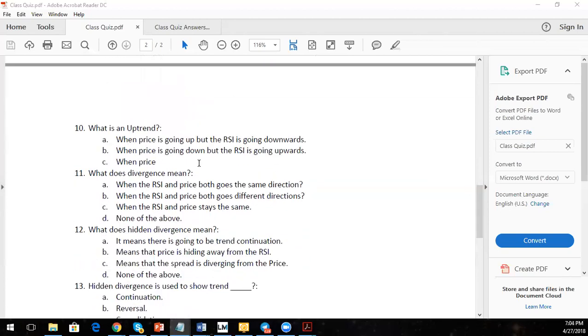All right, next question. So what is an uptrend? Is it when price is going up but the RSI is going downwards? Is it when price is going down but the RSI is going upwards? I actually forgot to finish that one, but is it when price is going in an upward direction?